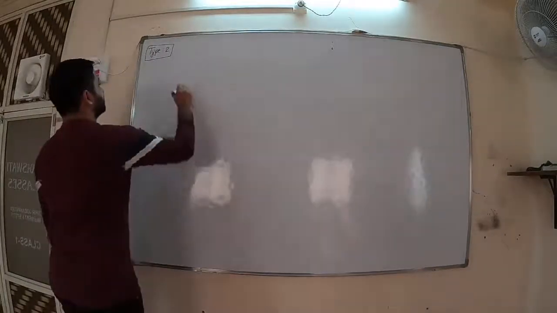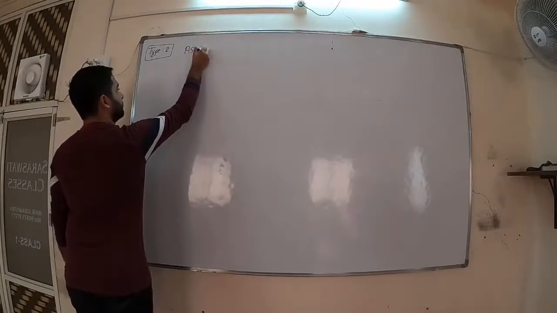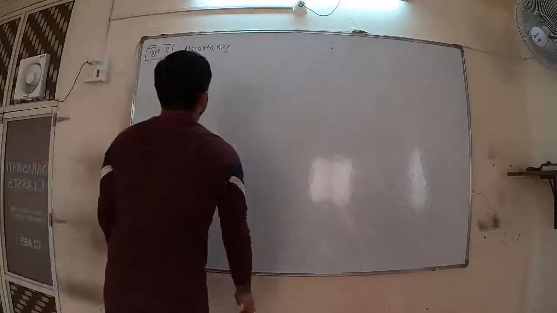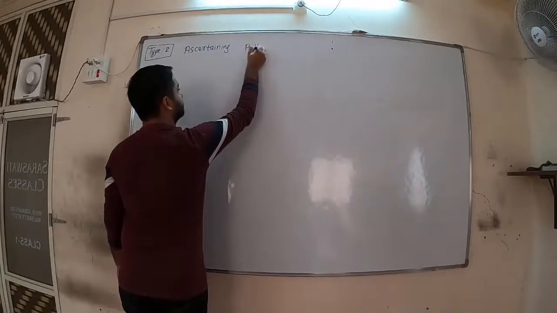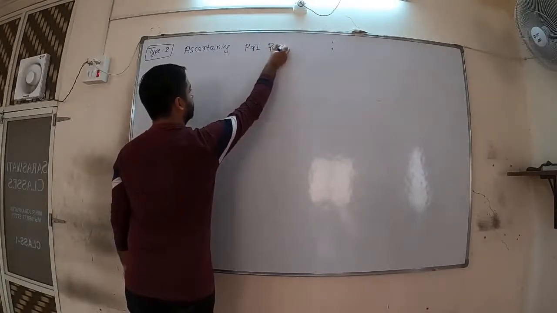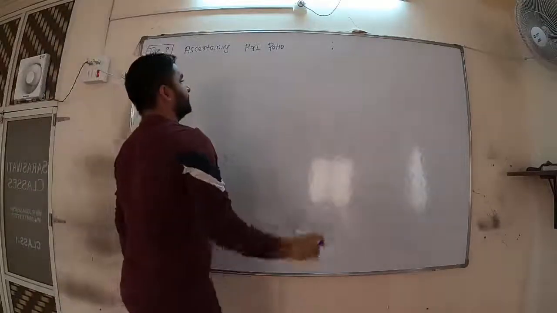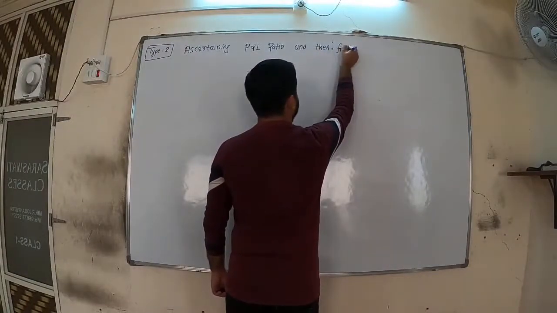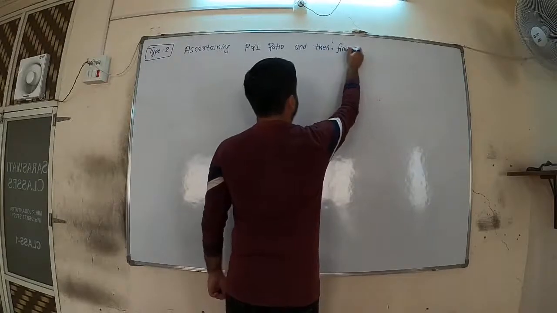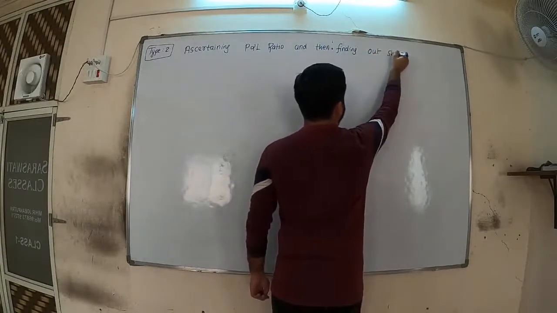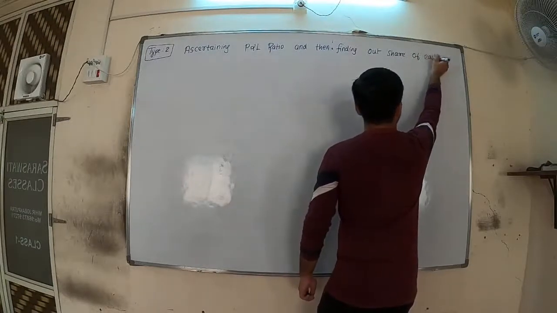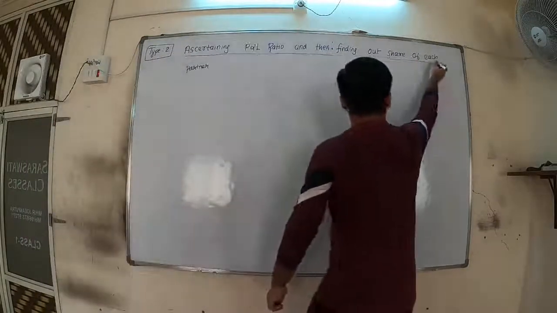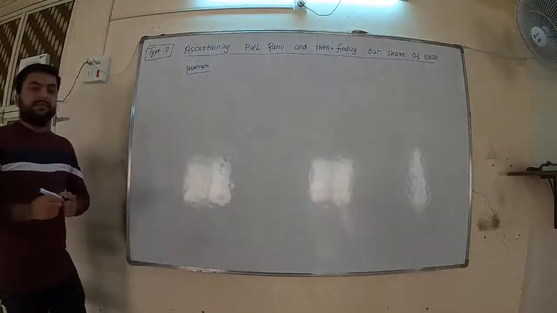Type 2. Ascertaining P&L ratio, and then finding out share of each partner. This is the second type of sum.